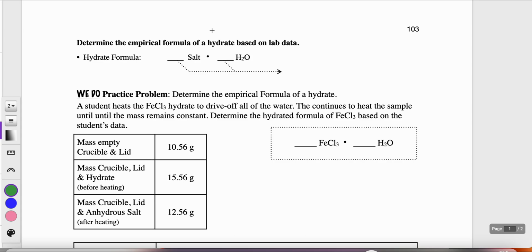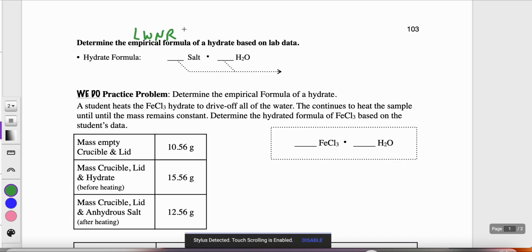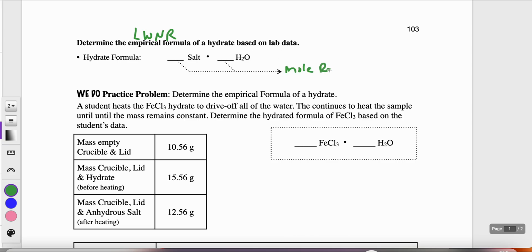3, and we're going to determine the empirical formula of a hydrate. So we take this idea, empirical formula, which is the lowest whole number ratio, but instead of the subscripts within the chemical formula of the salt or the water, what we're looking at is what is the ratio, how many salt units to how many water molecules. So this is the mole ratio that we're trying to figure out. What number do we put in front of the salt? What number do we put in front of the water?